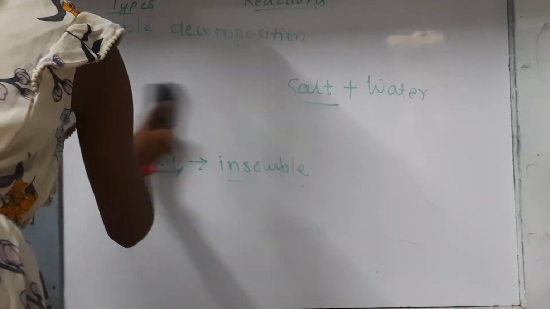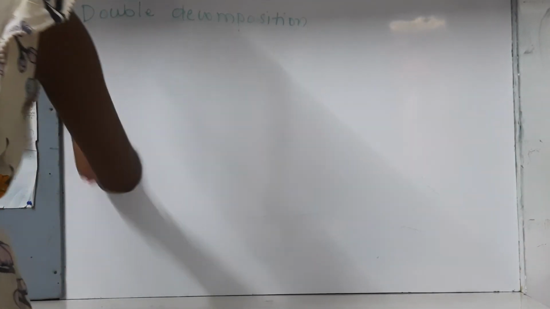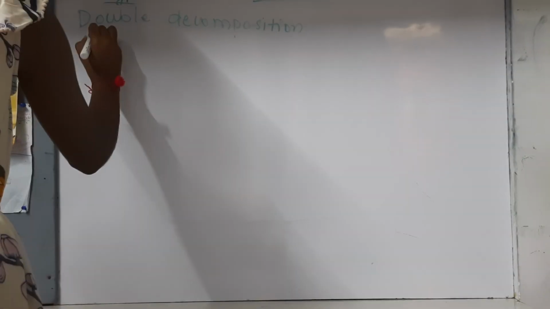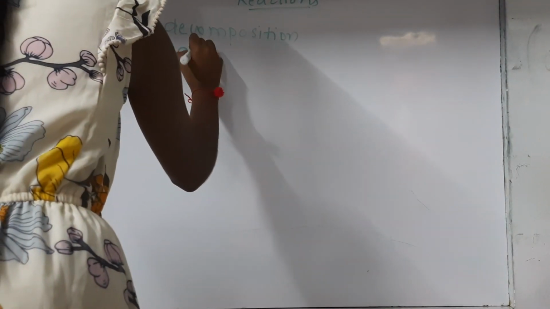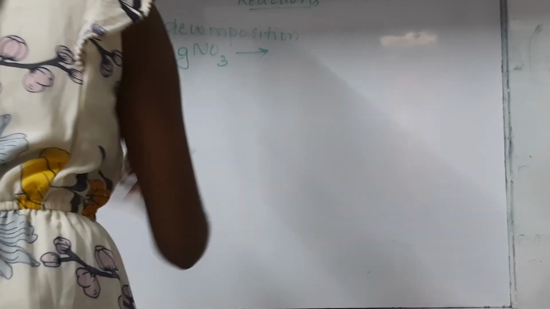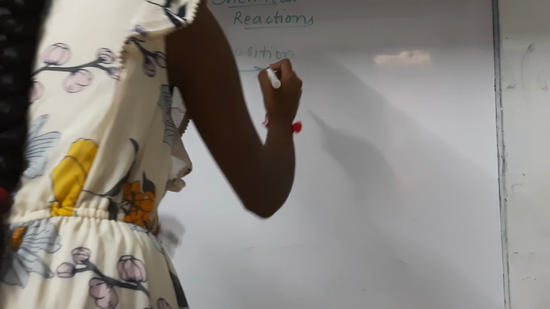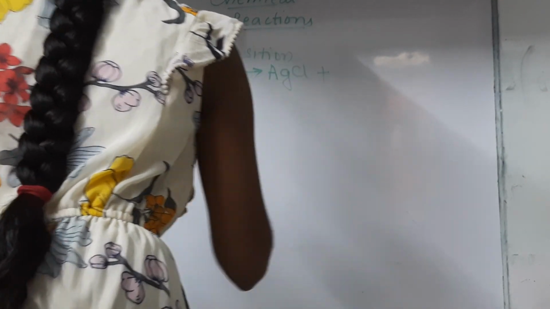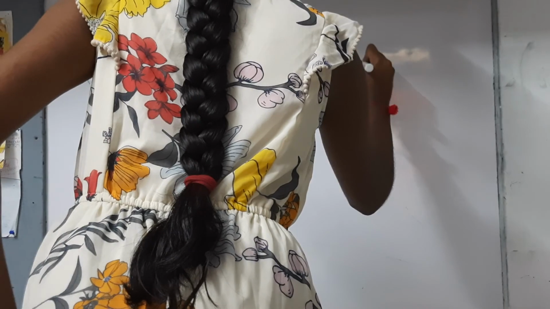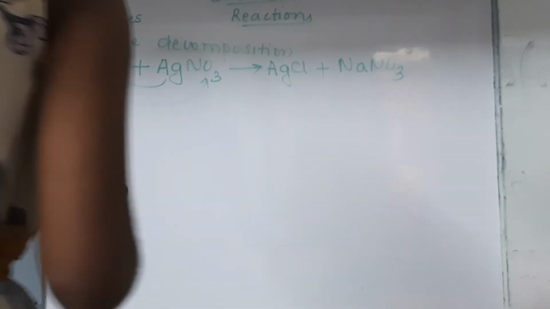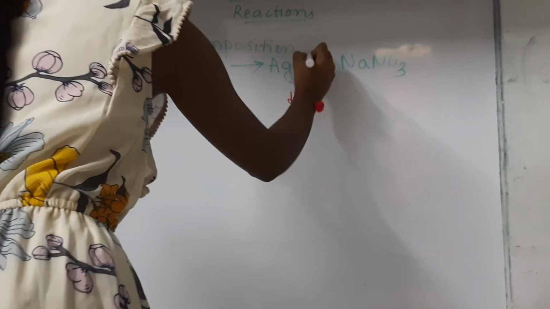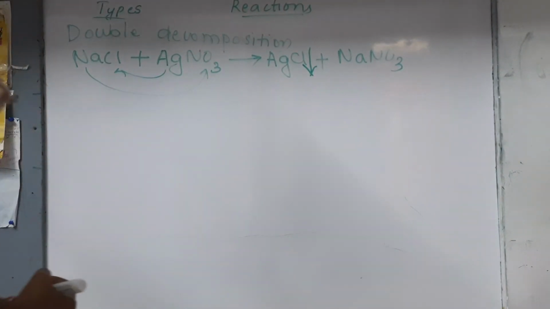So one example is, you always know white precipitate. NaCl plus AgNO3 gives you AgCl. So this one with this one and this one with this one, so that you have to interchange. So AgCl plus NaNO3. In this, AgCl, the precipitate, you will show with a downward arrow.